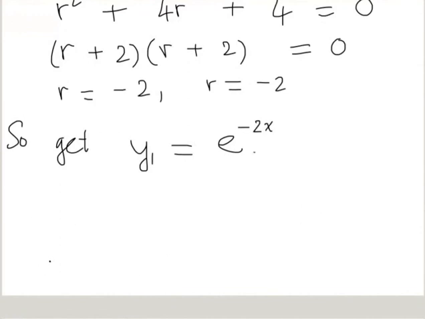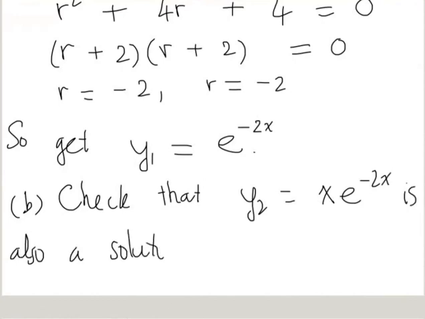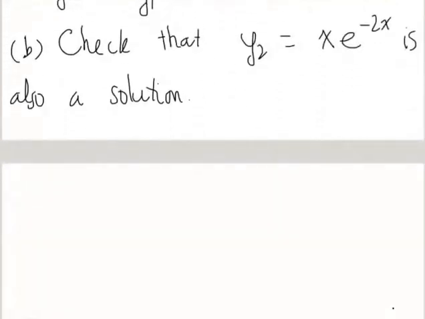So to find a general solution, we need to know another solution. Later on, there is a rule whenever we have a repeated root like this, then we can write out the second solution. But for now, I'll just ask you to check that y2 equal to x e to the minus 2x is also a solution. You may pause the video and try to do it yourself.